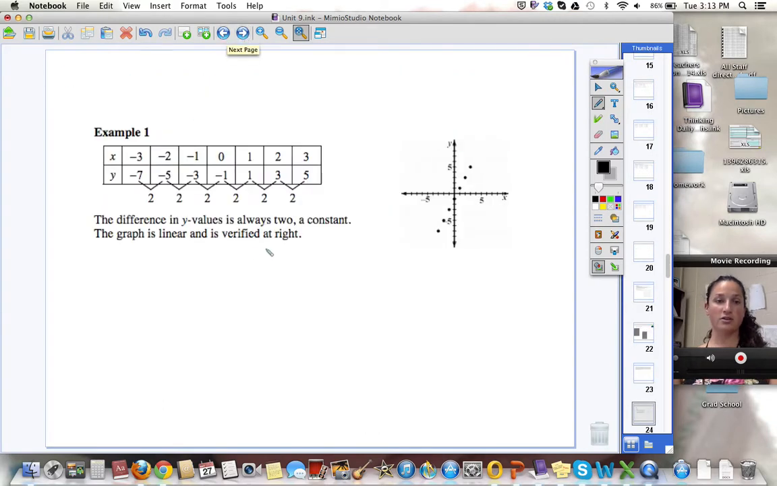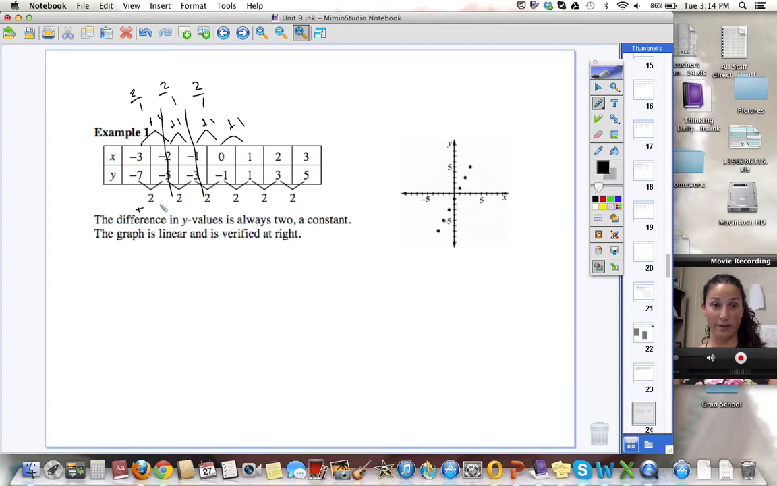Here we go. So example 1, here's a table, right? And what I mean by the differences, so I'm going to try and find that constant rate. So my changes in x, I'm going up 1, up 1, up 1, up 1. The entire time I'm going up 1. The entire time here I'm going up 2. So when I find my rate of change, it's a constant 2 over 1, 2 over 1, 2 over 1. So it's constant.